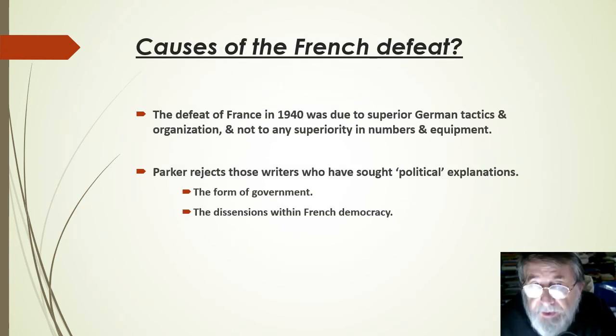Before going into the military aspects of the French defeat, Parker considers political factors which many writers have advanced as being important in the French defeat. He emphasizes very strongly that the defeat of France in 1940 was due to superior German military tactics and organization, and not to any superiority in numbers and equipment, nor was it due to supposed political explanations offered by some writers, such as the form of the French government and the dissensions within the French democracy.